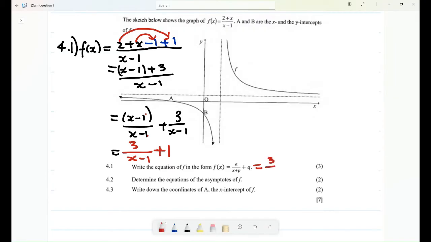So our answer here is f of x equals 3 divided by (x minus 1), plus 1. When we have this standard form, we can now find our equations of asymptotes. Again, I believe you are following. Please do try to pause this video and do this. Maybe something like this.